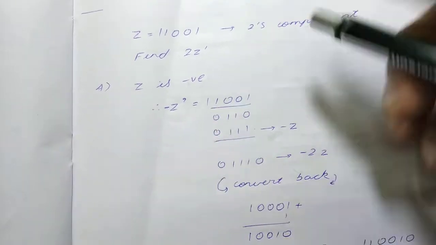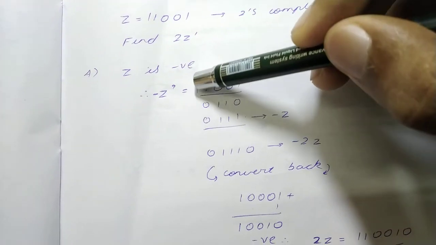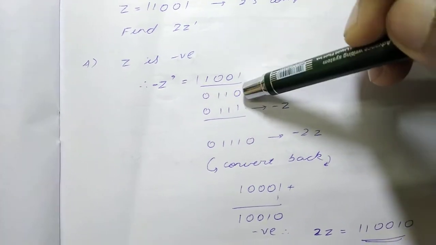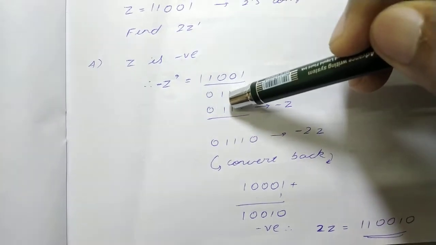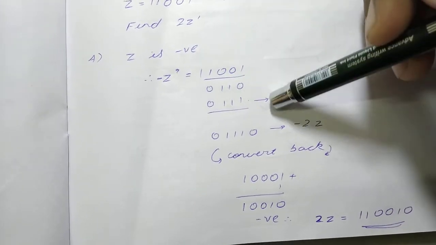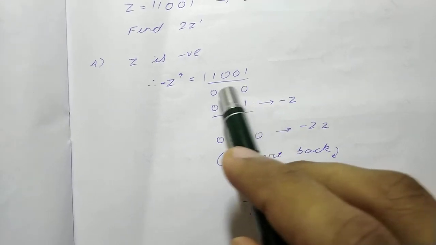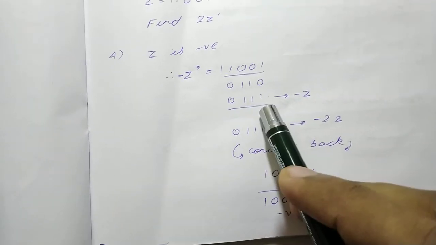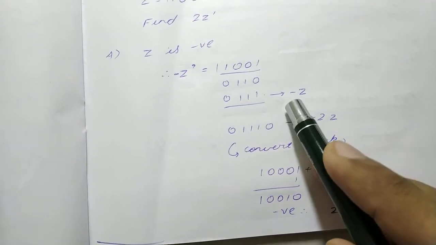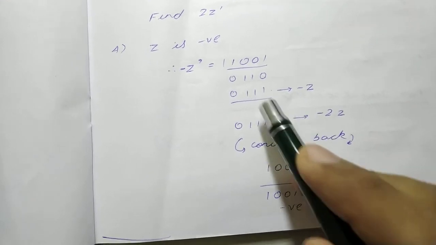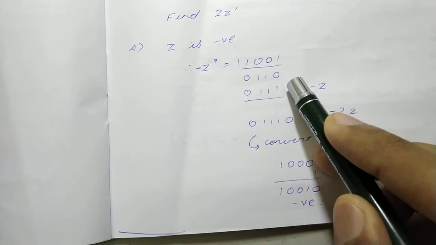To find minus Z, we'll take these 4 bits, toggle, and add 1. So 0, 1, 1, 1 we'll get. This is minus Z. Now this is a positive number, an unsigned number. To this unsigned number, we can find times 2. That is, we'll left shift it and append the 0.